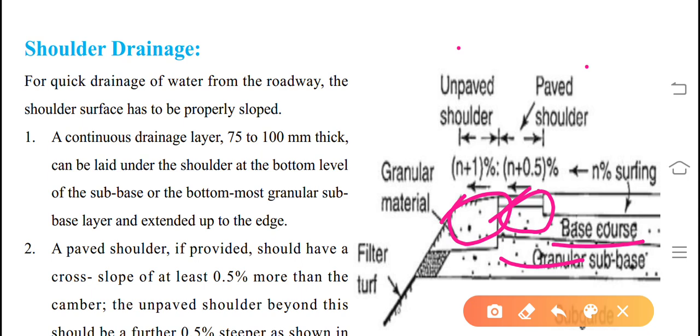For quick drainage of water from the roadway, the shoulder surface has to be properly sloped. That means the slope is also provided 0.5% here, 1% here, 0.5%. Slope is provided so that the water can be drained off. A continuous drainage layer 75 to 100 mm thick can be laid under the shoulder at the bottom level of the subbase or the bottommost granular subbase layer and extended up to the edge.